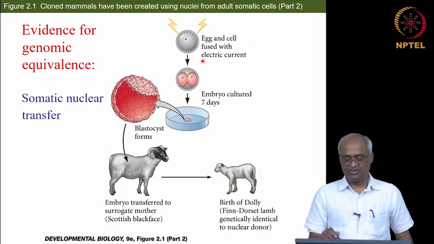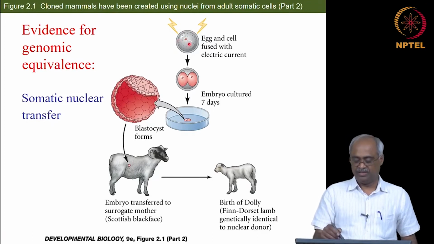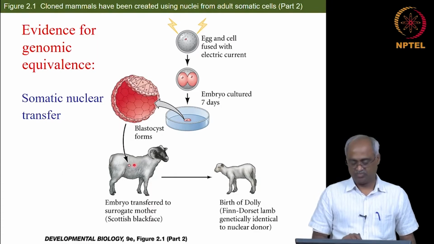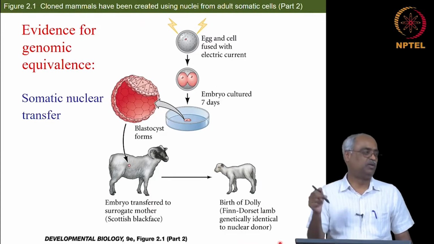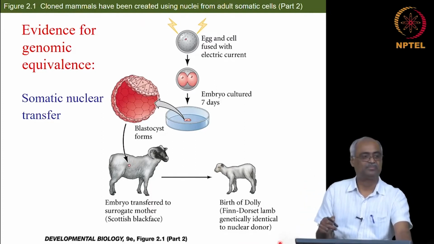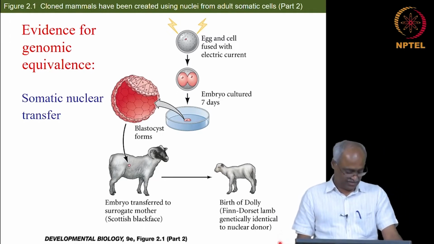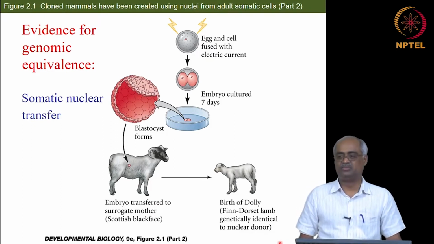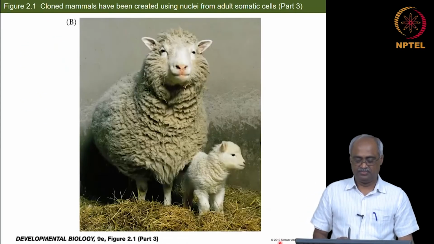You activate it by electric shock, so that allows the membrane fusion. Then you culture them as embryos up to this stage, blastocyst, and then you implant it in the surrogate mother, and then the progeny is genetically identical to the nucleus donor, not the one that provided the oocyte. Okay. So, this clearly nails down that there is genomic equivalence as well as that the nucleus drives development. So, this is Dolly and her own baby here.